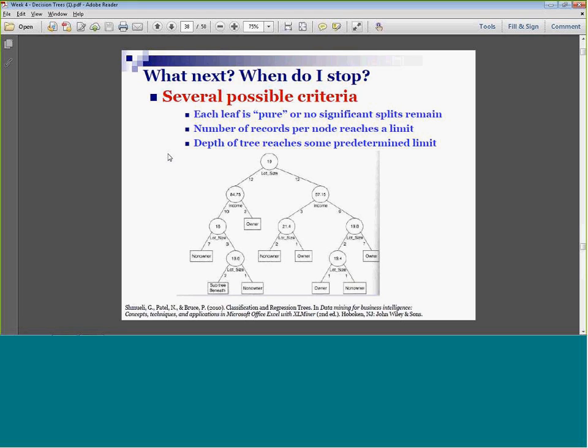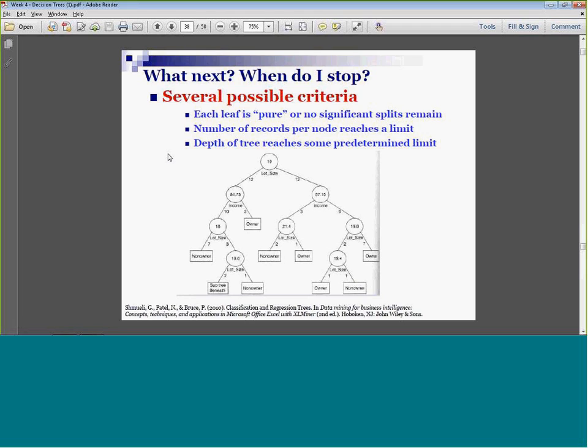Or you could say, I'm going to stop splitting. Let's say you started with 10,000 cases. I'm going to stop splitting when a leaf only has 50 cases in it, because that's crazy. That's such a small sample, it doesn't mean much. In this case, we only started with 24, but you have to stop somewhere.